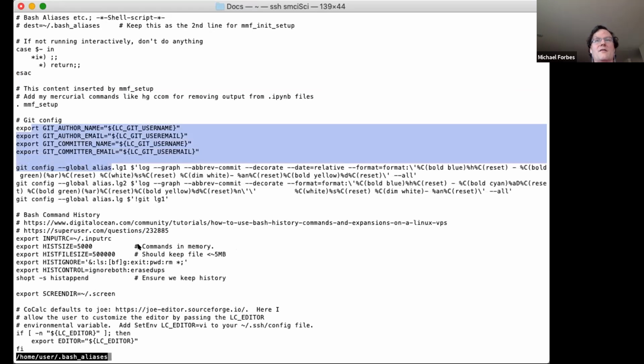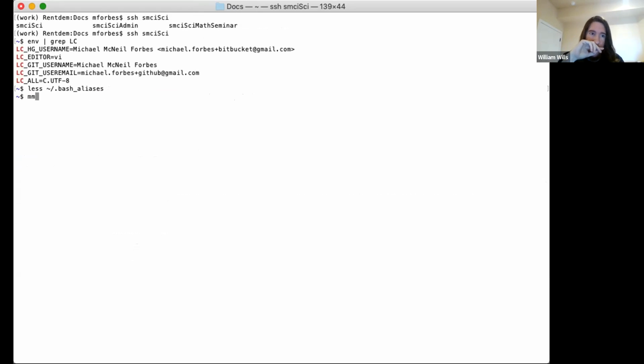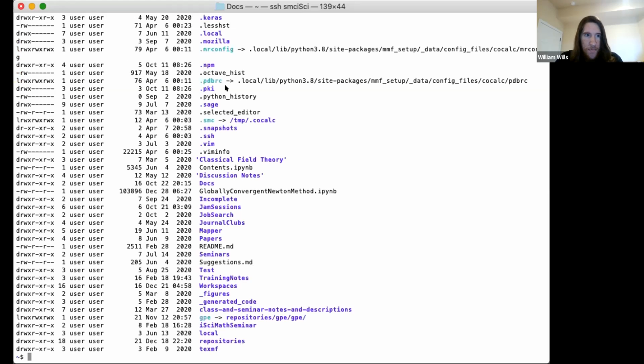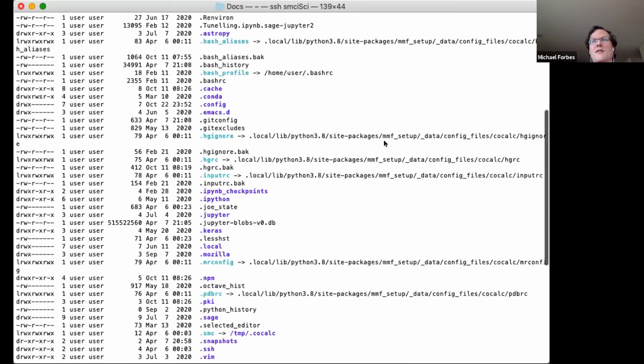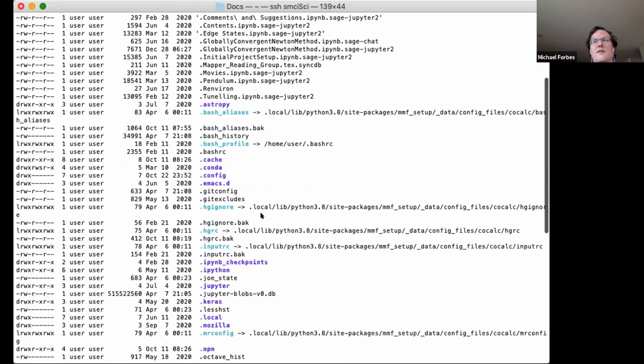Nice. Do you have a script to set these up, or do you just define it in your bashrc or something? Well, this is bash aliases. It's on CoCalc. The way I do this is I install the MMF setup, and MMF setup has a CoCalc option, which will set everything up for a CoCalc project. It creates that bash aliases file and creates some links and stuff like that. Most of it's symlinked. You can see here, hgignore is symlinked to a place. Bash aliases is symlinked to this place. These symlinks are the files that my script installs.